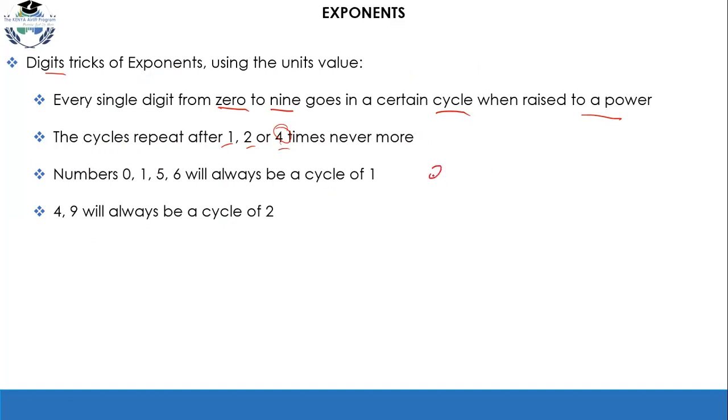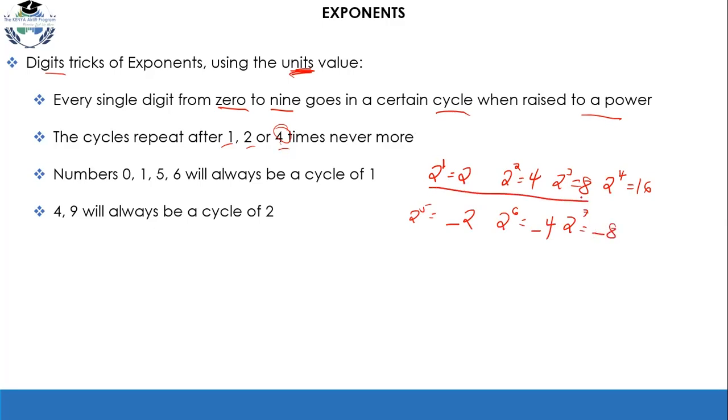If you have 2 power 1, this is 2. 2 power 2, 4. 2 power 3, 8. 2 power 4, 16. 2 power 5. We only want to see the ones, the units value. The units value is what we care about. It's 32, ignore the 3. 2 power 6, 64. So 2 power 7 is something that ends with an 8. So you see, after 4, it starts repeating. The units digits become equal. So the units digit will always go in a cycle.